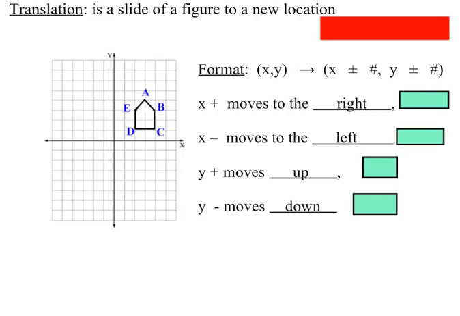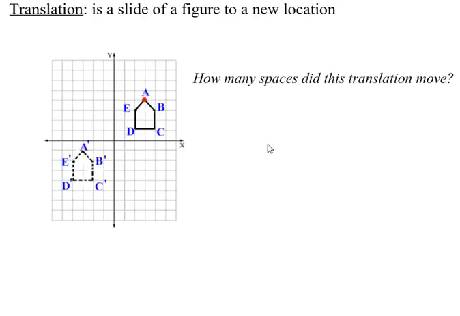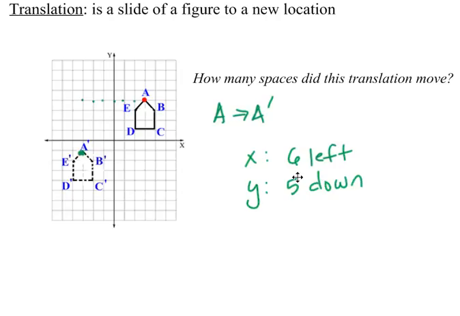Now we're going to practice this for a second. So let's take a look and see how many spaces this translation moved. We want to go from A to A prime. In order to go from A to A prime, we have two things here, right? The X and the Y. So let's talk about the X. We went 1, 2, 3, 4, 5, 6. We went 6 to the left. And then on the Y, we went 1, 2, 3, 4, 5. We went 5 down. So now, instead of using words, we want to use that notation and see if we can come up with something.